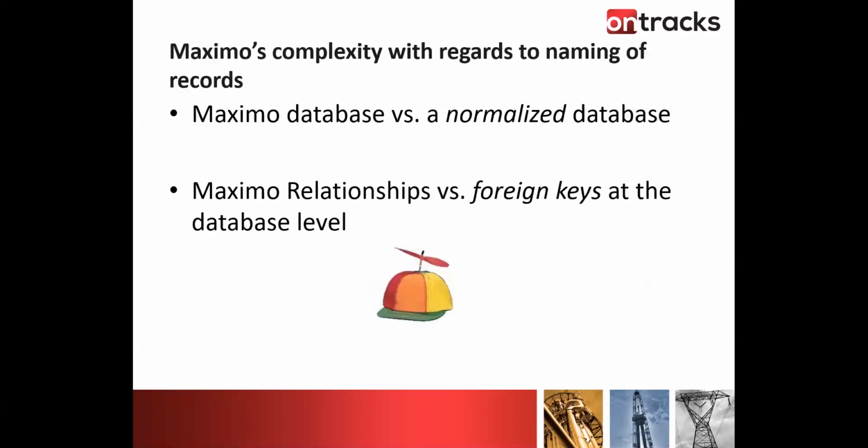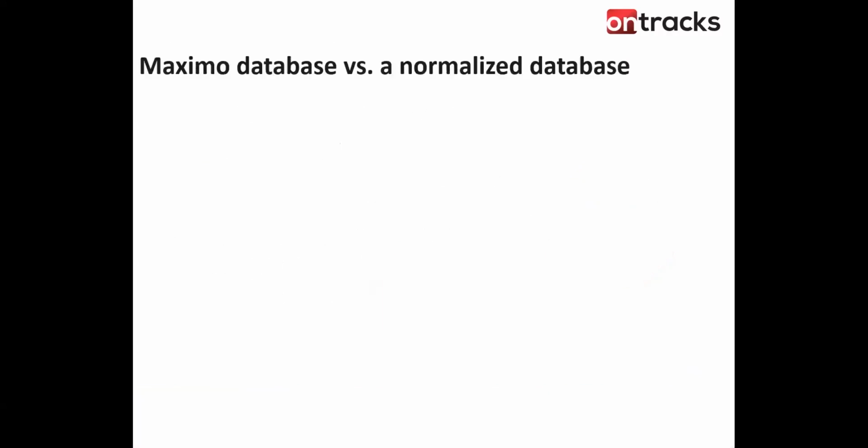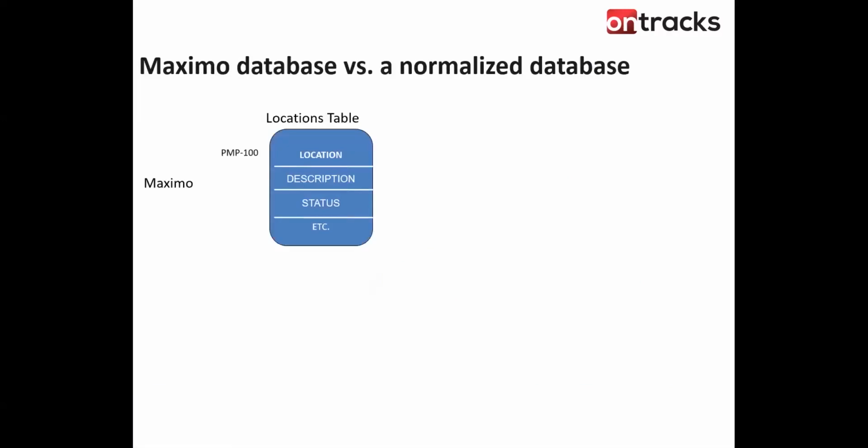Maximo relationships are handled at the application level, not at the database level, and hopefully this slide will explain this a little bit better. So in the Maximo system, let's say we have the locations table, or the locations object here, and we have a particular location, PMP-100, which has a location identifier, a description, a status, and so on and so forth.